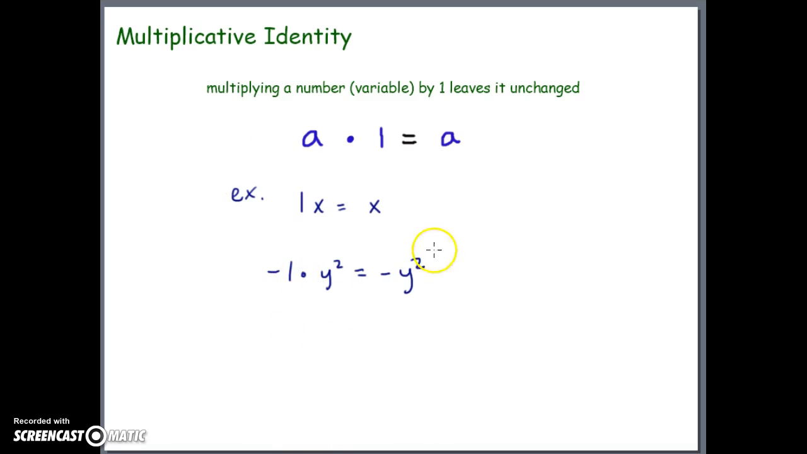And then the last example I want to show you is if we had negative 1 times x plus 3. So you might see an example like this, and this is the same thing as just writing negative x plus 3, where we don't need to show that the 1 is being multiplied because it's not going to change the value of what we're multiplying it to anyways.